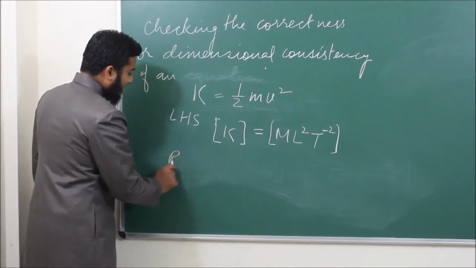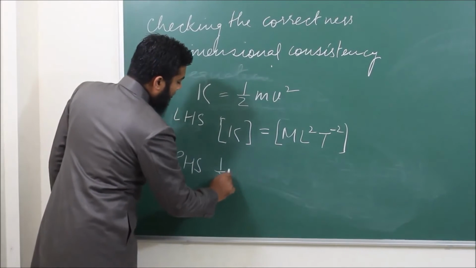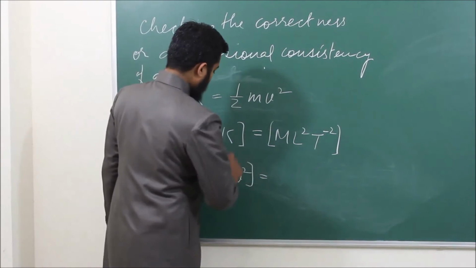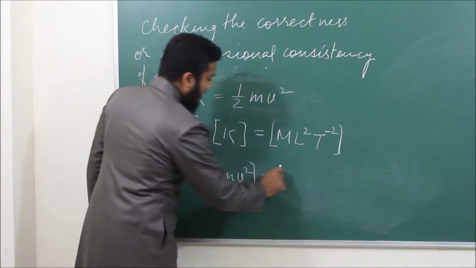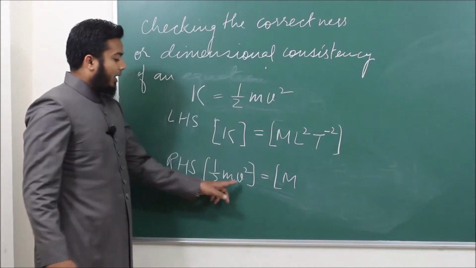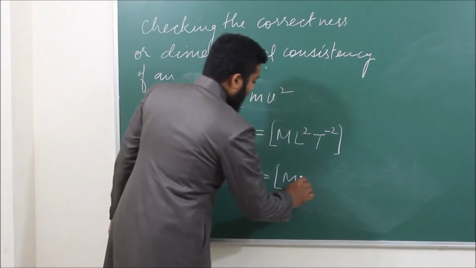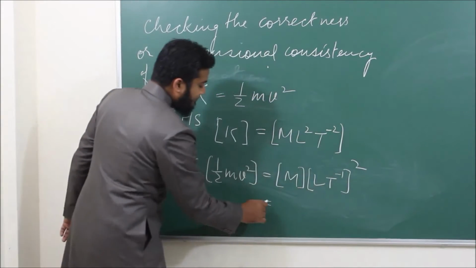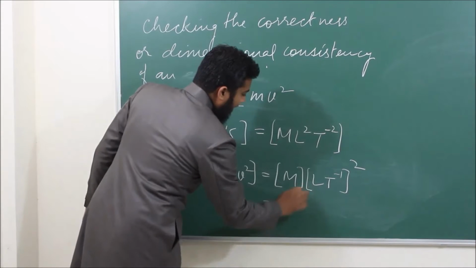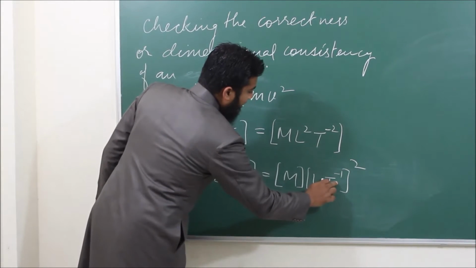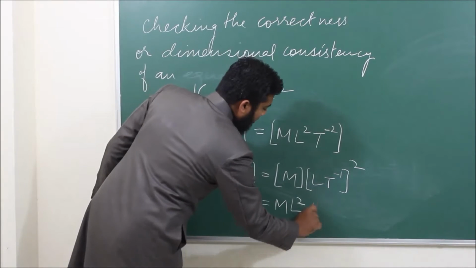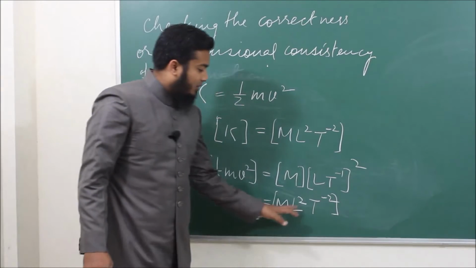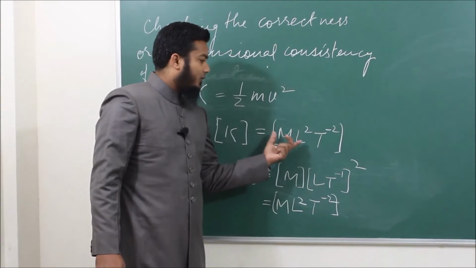And on the right hand side, the dimensional formula for half mv square: now this half will have no role, so just mass, m for mass, and speed squared. Now if I square the speed, LT minus 1 whole square. Now this is m, and here L squared, and t raised to the power minus 1 into 2 is minus 2. T raised to the power minus 2. So on the right hand side, the dimensional formula is m L squared t minus 2, which is the same as the dimensional formula on the left hand side.